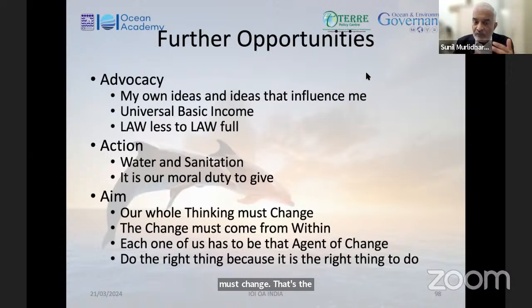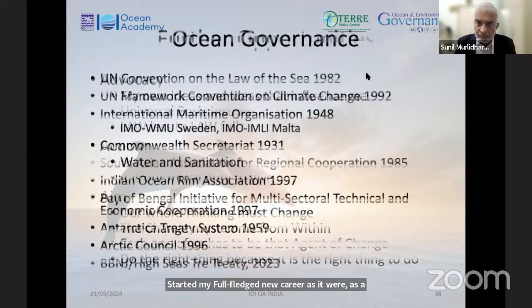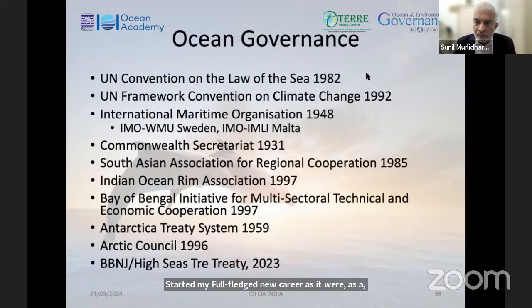And again, each one of us has got to be an agent of change and do the right thing because it's the right thing to do. So those are some of my thoughts which I developed during those sort of 8 month period. And then as a result of that, come January 2003, I started my full-fledged new career, as it were, as a consultant, educator, and speaker.